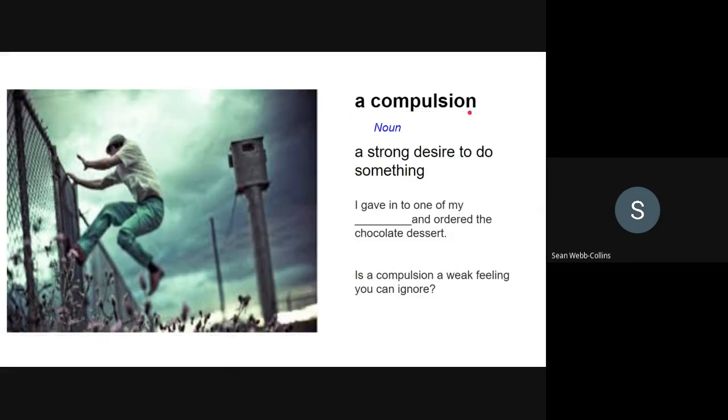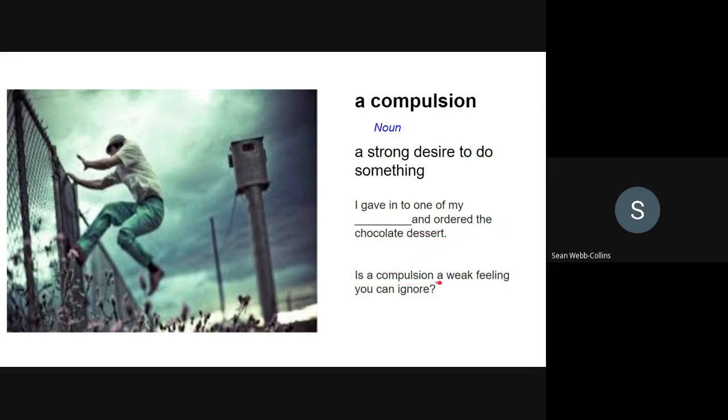A compulsion. Noun, a strong desire to do something. For example, I gave in to one of my compulsions and ordered the chocolate dessert.